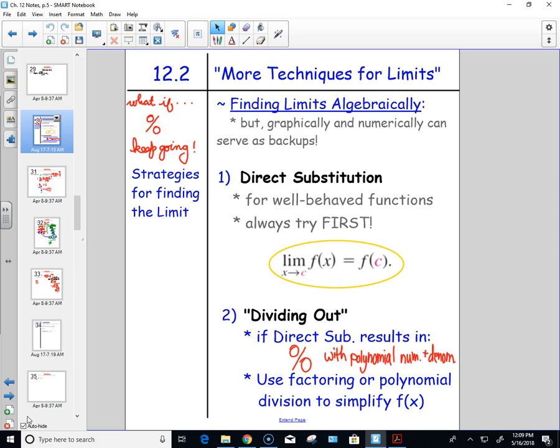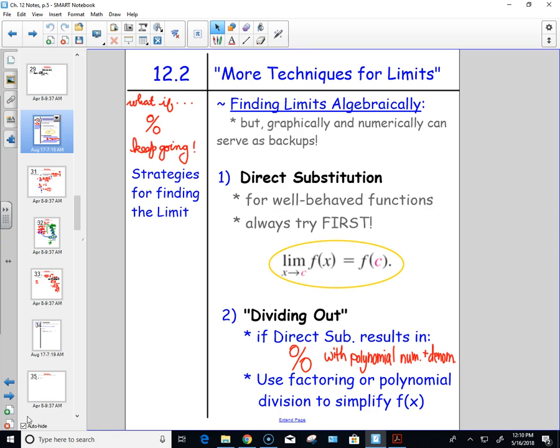Just plug it in. Just plug what in? Take this guy, plug it into f, and say, does he work? What kinds of functions is direct substitution enough to solve? Well-behaved. So it's not a hole, it's not a vertical asymptote, there's no over 0, so we're good, we're done.